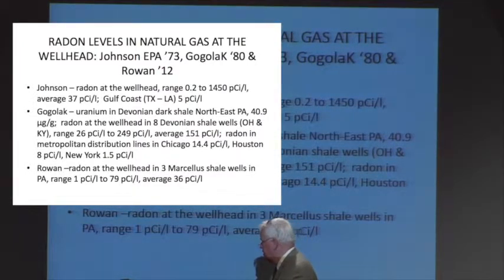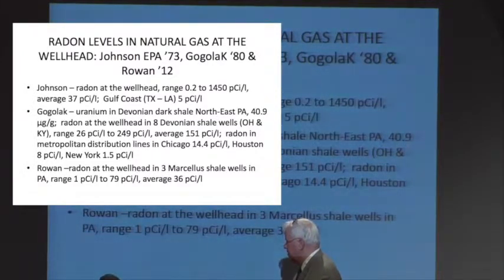Recently, the USGS, a group of researchers, has tested a few Marcellus wells that were selected for them by the industry, and they've come up with a range from 1 to 79 picocuries with an average of 36, but they only did 10 tests on 3 wells. Not a very significant cohort, so to speak. Next.